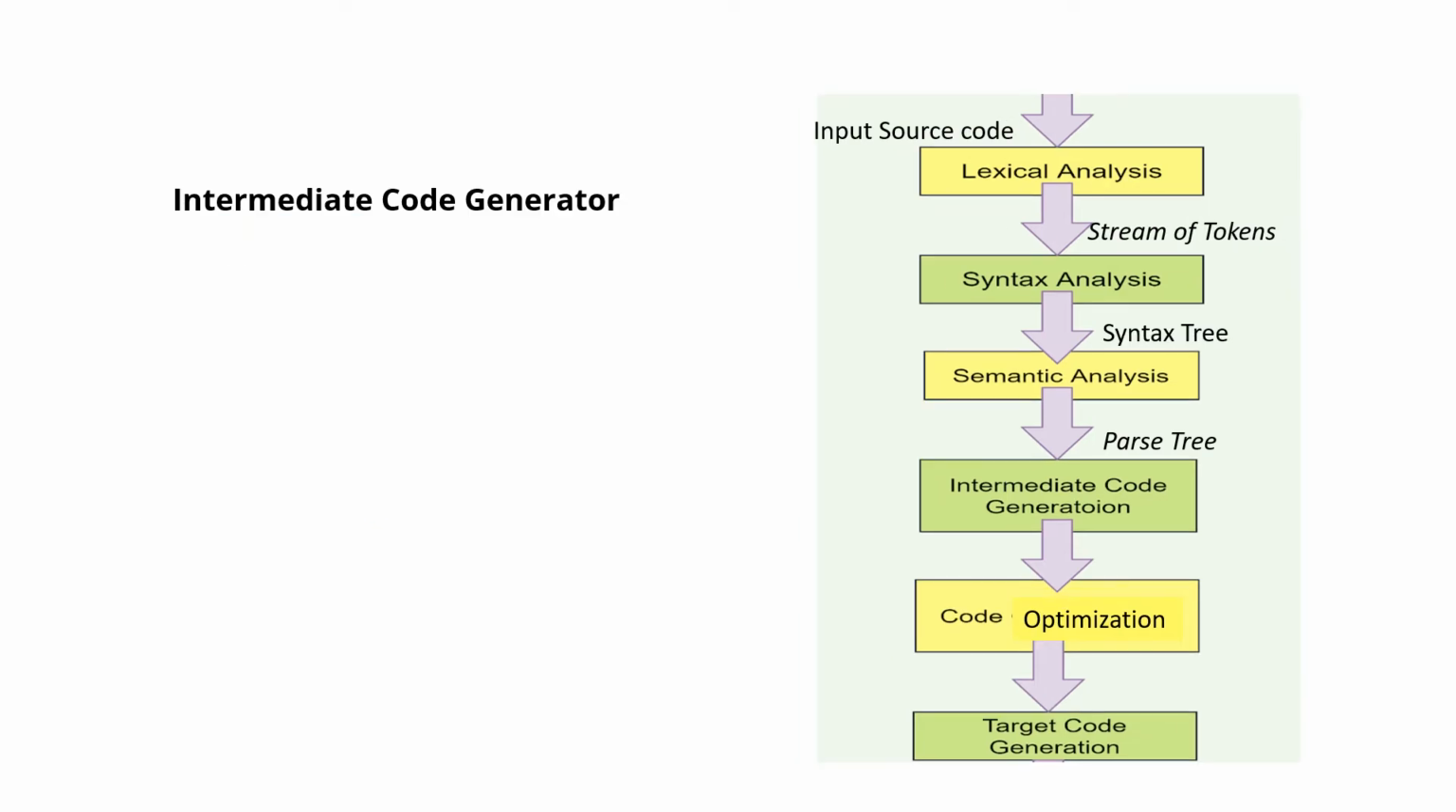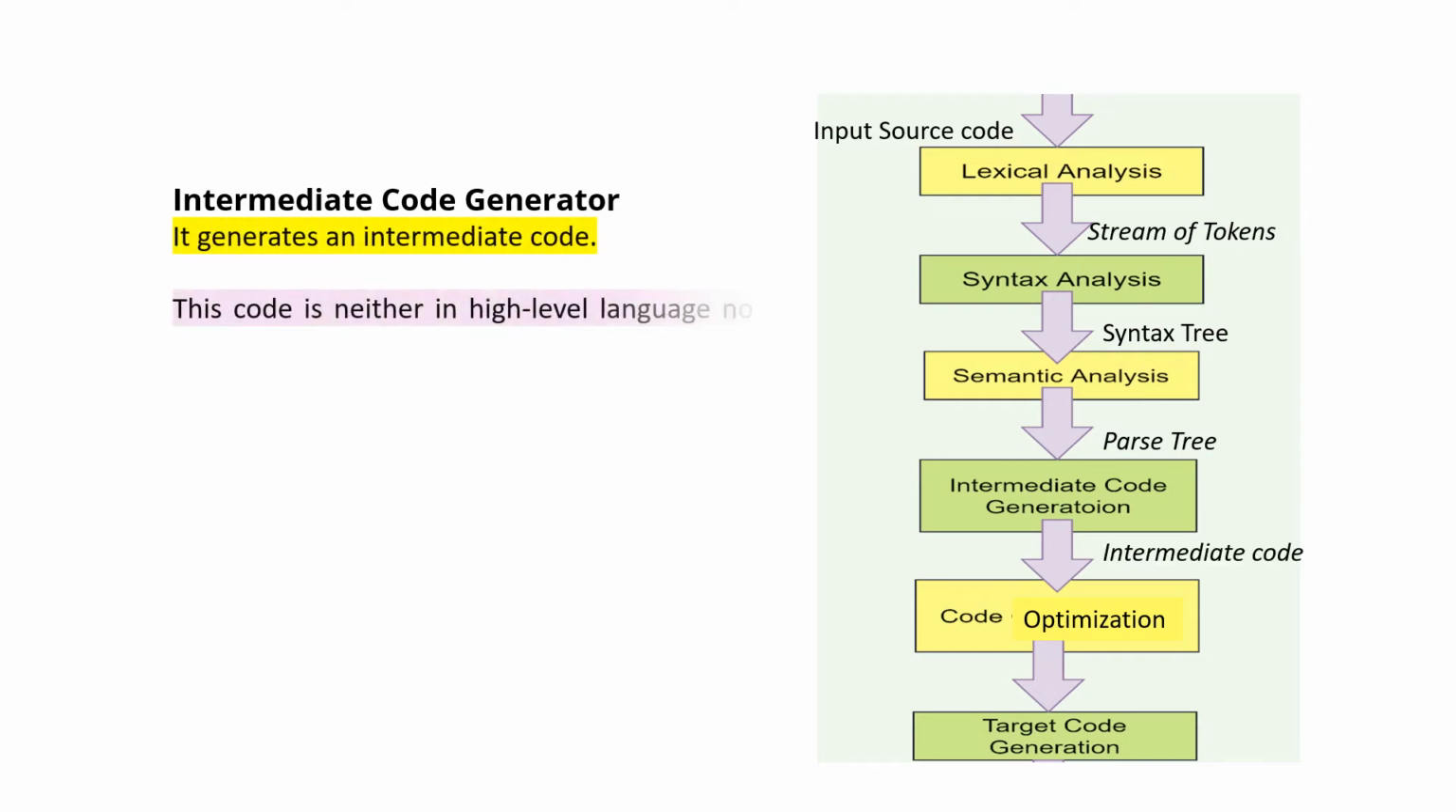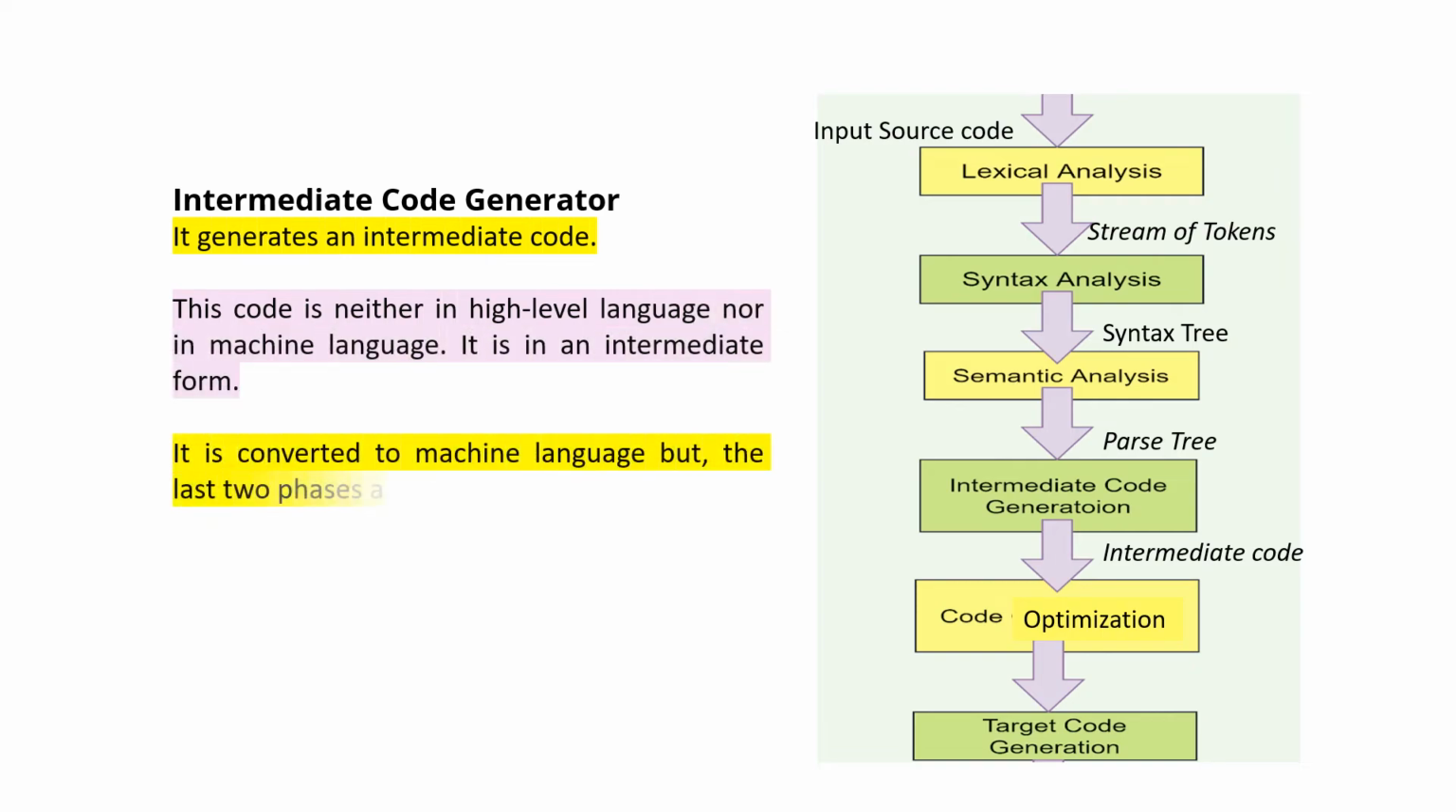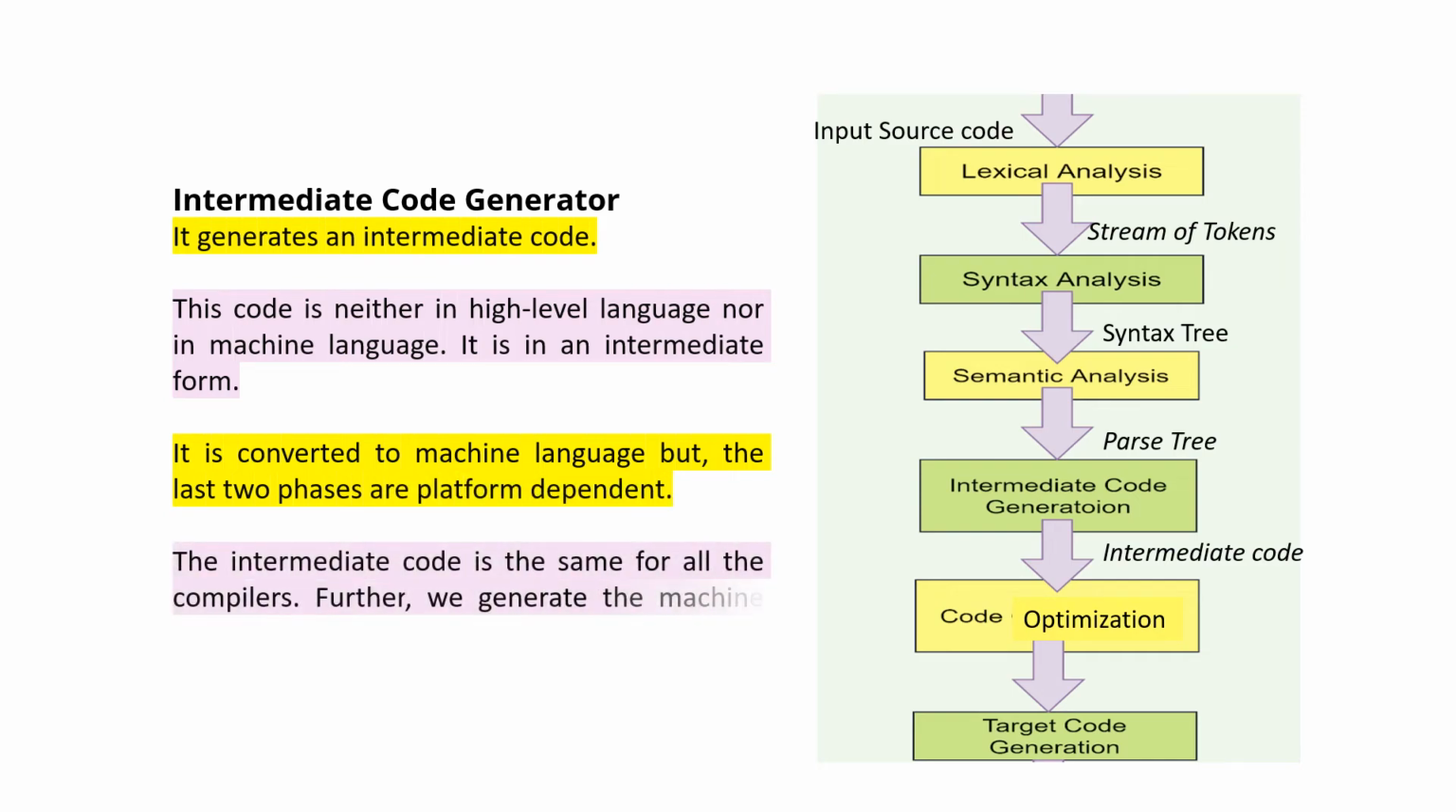And next is the intermediate code generator, and this generates an intermediate code. That is, we can say this code is neither in high level language nor in machine level language. It is in an intermediate form. This is converted into machine language, but the last two phases are platform dependent, and the intermediate code is the same for all the compilers. Further, we generate the machine code according to a particular platform.